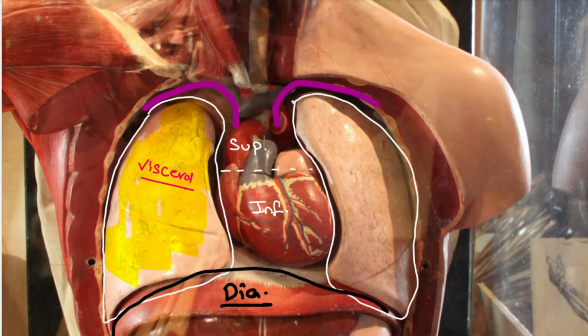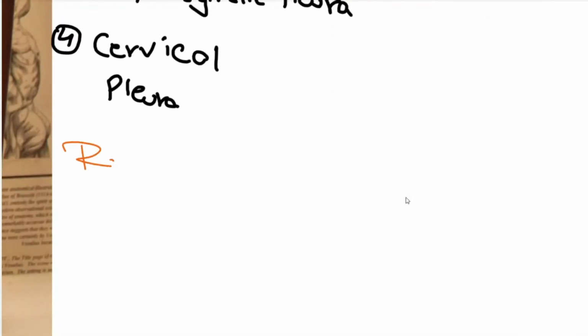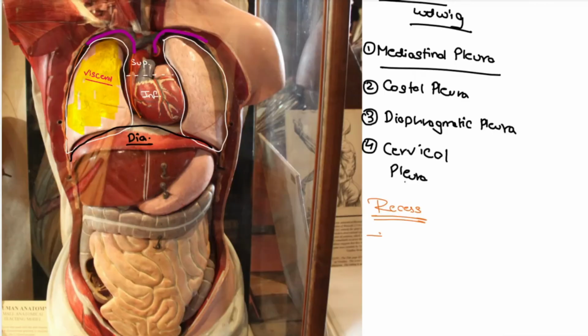Now these pleura are continuous, which means that once the cervical pleura ends here, we have the beginning of the costal pleura or the mediastinal pleura, the costal pleura on the lateral side and the mediastinal pleura on the medial side. And when this transition takes place, that is from one pleura to the other pleura, we refer to it as the recess. So basically there are types of recess which we will study, the first one being the costodiaphragmatic recess, the second one being the costomediastinal recess.